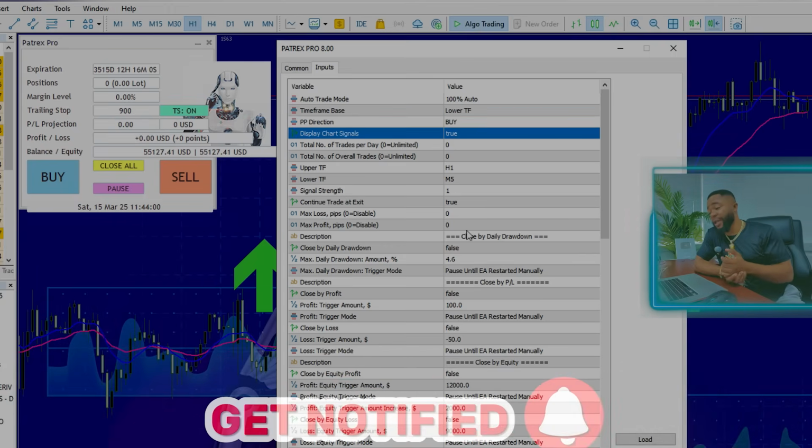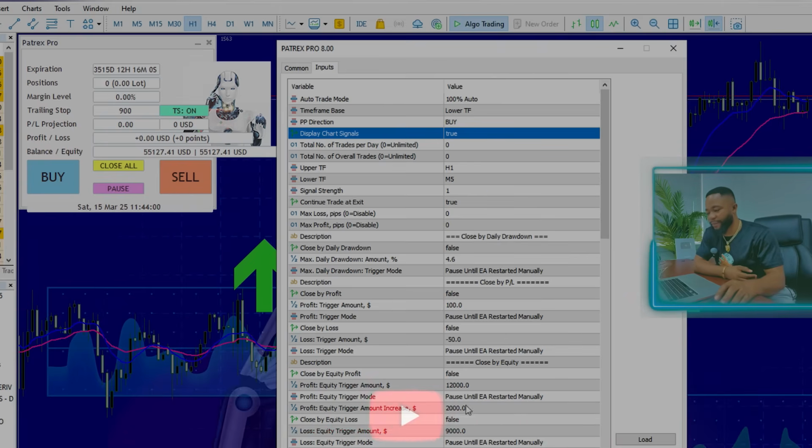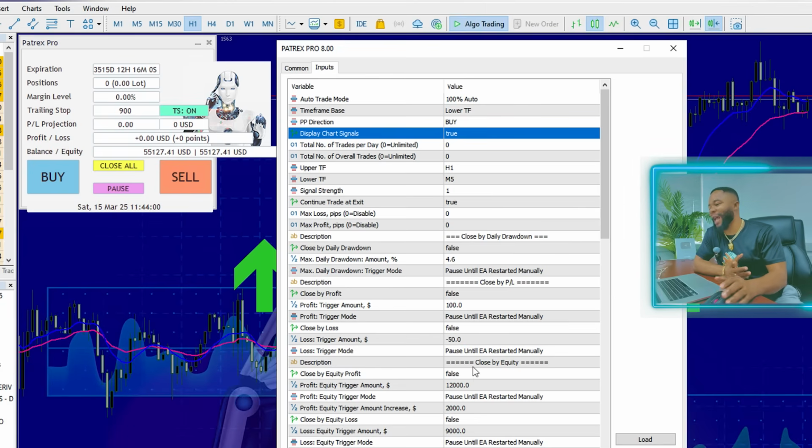And if you want a detailed video explaining the parameters, just check the link above to be able to watch a detailed video explaining these parameters. Today, we're going to be focusing on how you can use it to trade manually, all right?